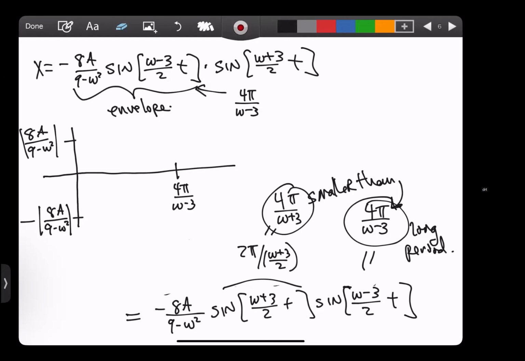So now inside here, I've got a period, one period sine. I'm going to do this in green.